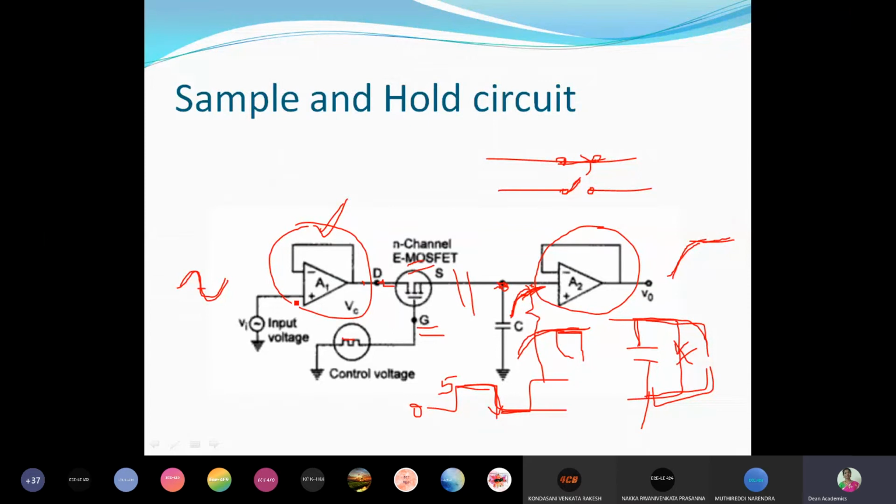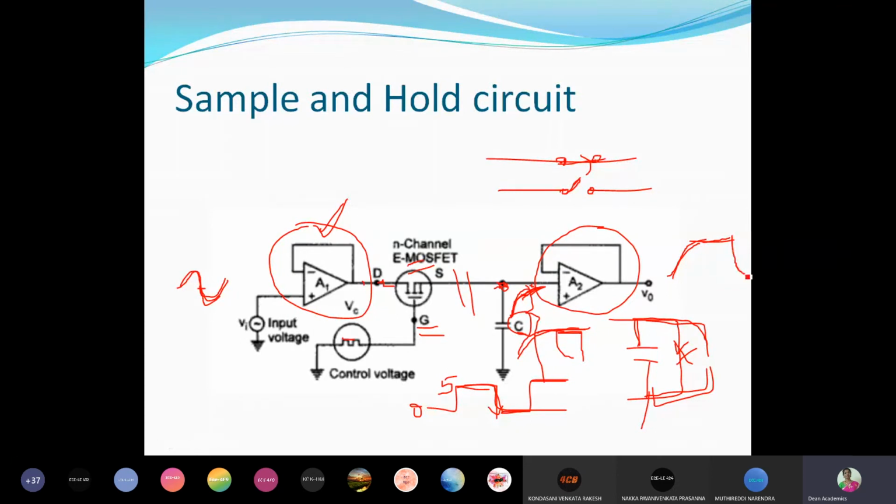Now the switch is closed in the next cycle. The switch is closed means the control voltage has gone to 5 volts. At that time whatever input voltage is there will reach the capacitor, and the capacitor maintains that voltage. So when this switch is closed, the capacitor will have the voltage that is available at the input. That voltage is going down now, therefore that voltage is low.